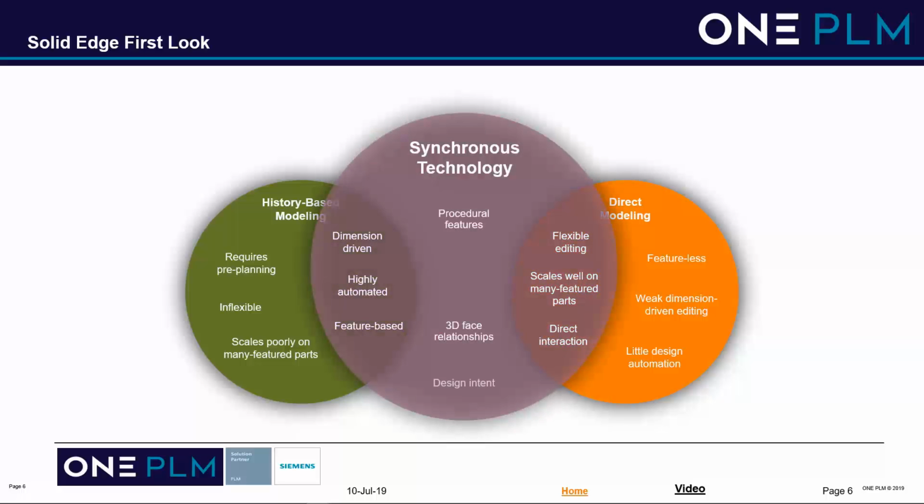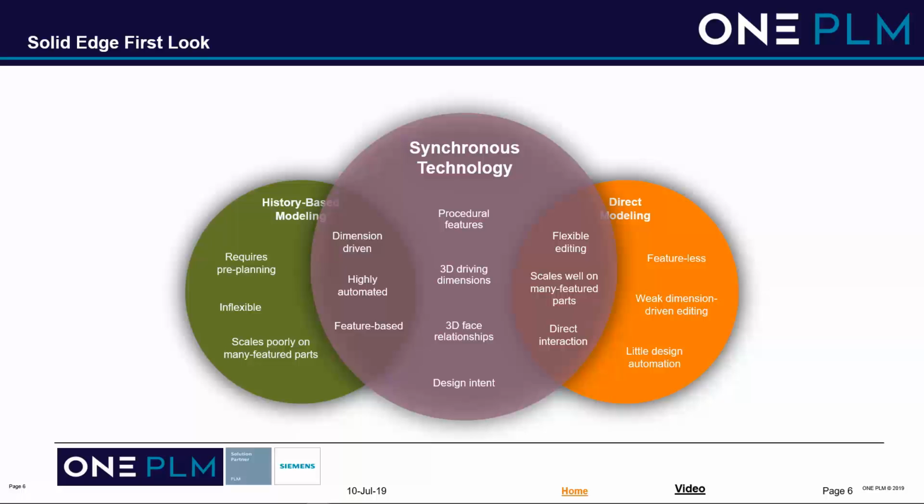So then we've got our synchronous technology. It takes the best of the history based and the best of the direct modelling. So we've got featureless and direct modelling, and we've got procedural features. So it allows us to get an idea of how we built it. 3D driving dimensions. So if you want to control something, we can put a driving dimension on. I want to move that face, I want to move these two faces equally. Got some really nice tools on there.